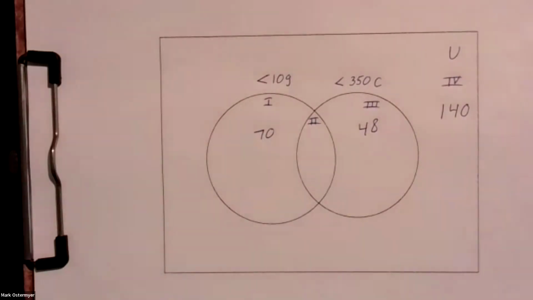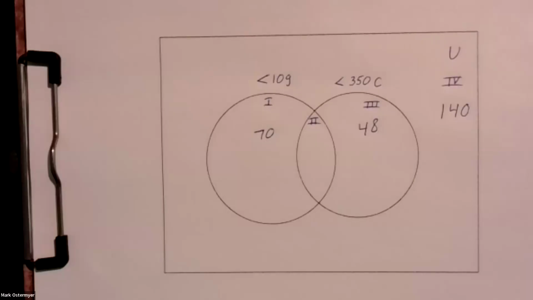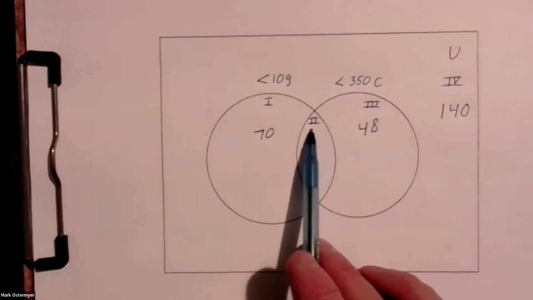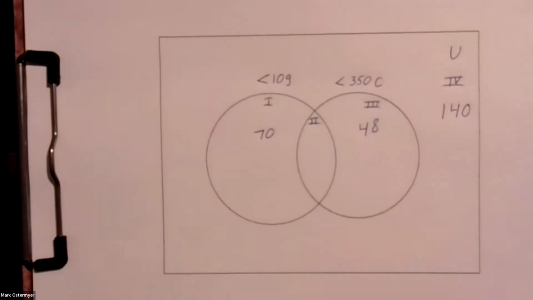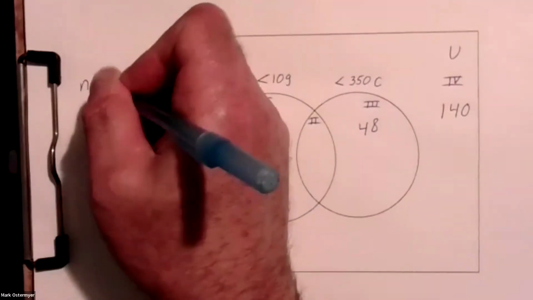Let me read that again. It says 140 entrees had over 350 calories, or greater than 350 calories, and greater than 10 grams of fat. Do I have my 140 in the correct region? Yes. I believe I do based on how that reads. Good. Now, hold the show. We still have to figure out how many of these entrees had both less than 10 grams of fat and less than 350 calories. How are we going to figure out the cardinality of region two?